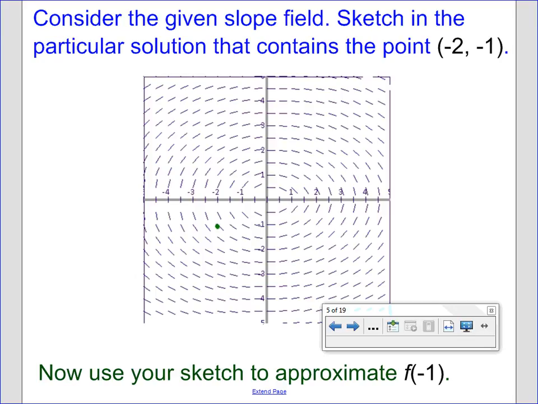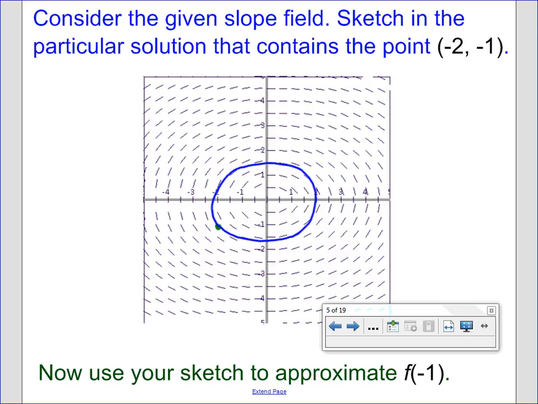Pretty good. And now we're going to sketch in what the particular solution that contains that point would look like. And again, this is an approximation. I'm thinking it's going to look something like this. Horizontal here. I don't know. It's tough. All right, so good. A little better. Okay, so that is just an estimation. It's just a sketch.